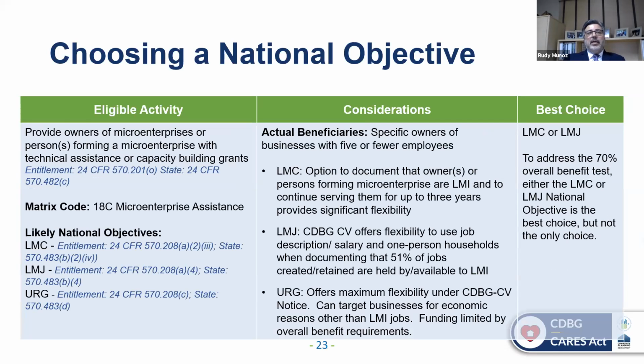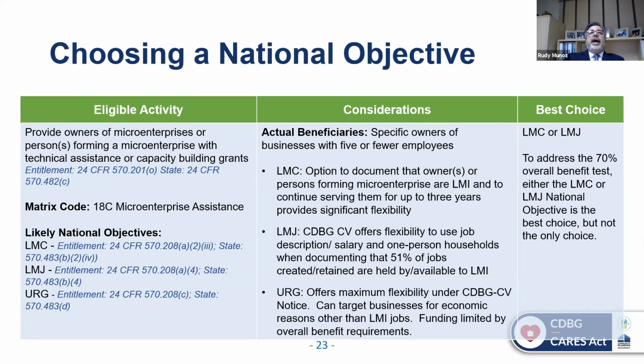So on this slide, we list an activity that proposes to provide technical assistance to owners of microenterprises or persons that are forming a microenterprise. If you look at the likely national objectives listed on the left side of the table, you'll notice that it mentions HUD Matrix Code 18C, and you would see that there are several possible national objectives to choose from. In this scenario, the selection of a national objective would depend on the situation.